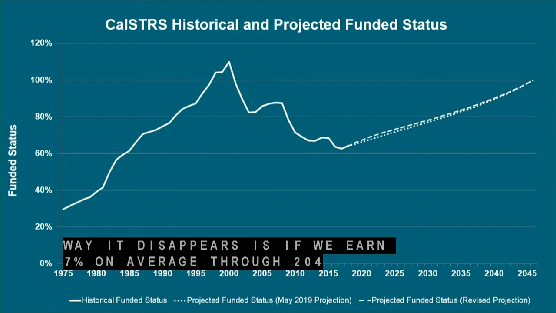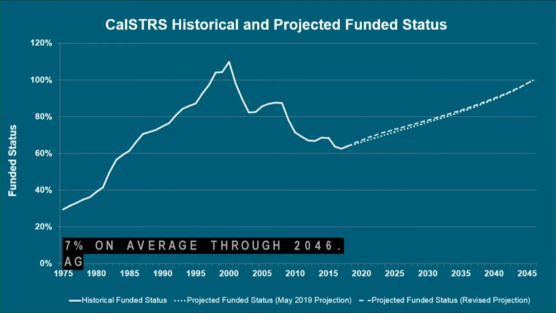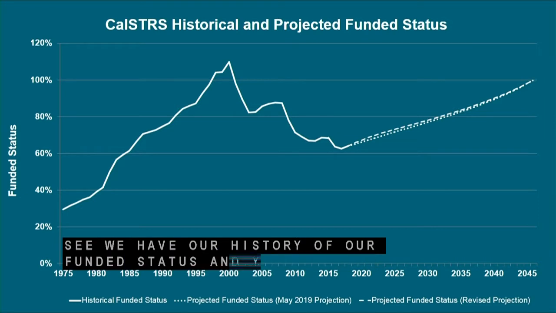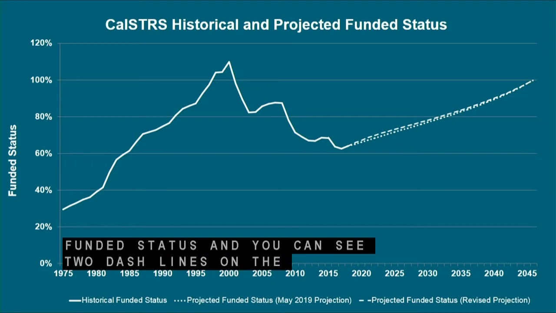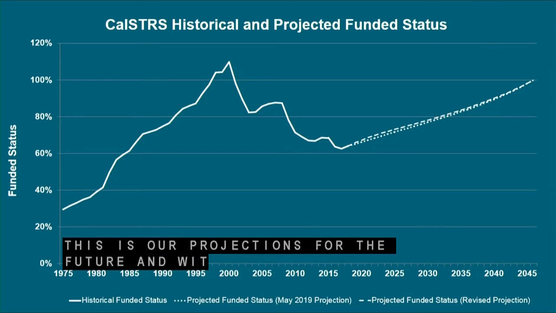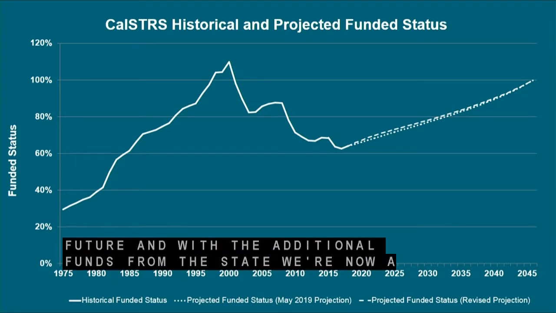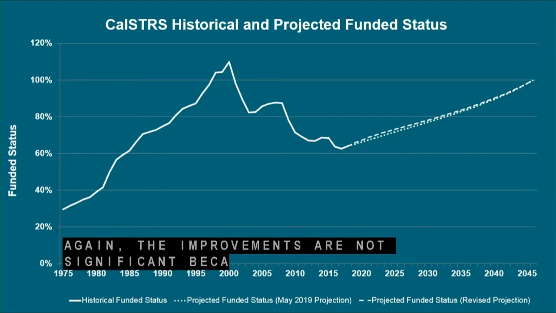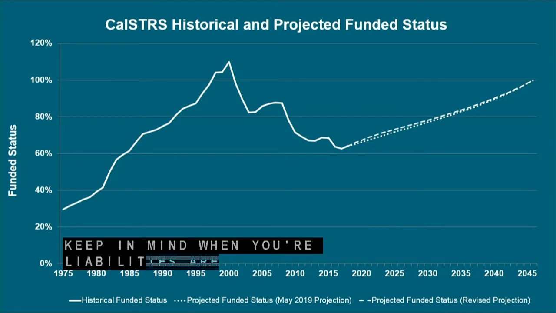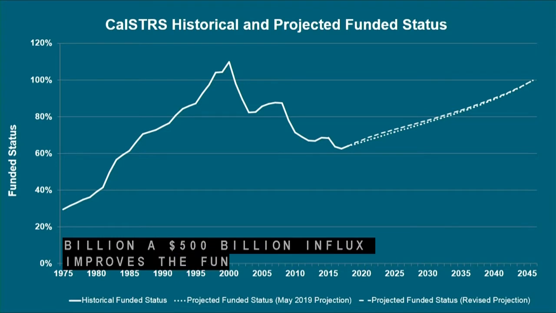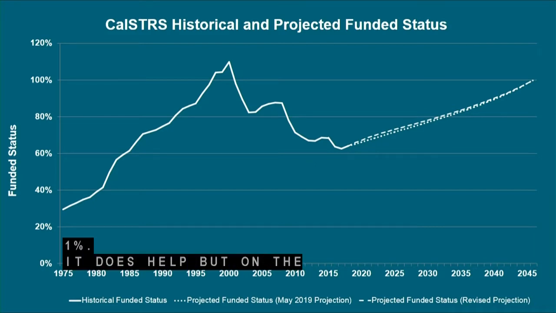Again, this is just so you can see our history of our funded status. You can see 2 dashed lines on the right-hand side. These are our projections for the future. We just wanted to show you that with the additional funds we got from the state, we're now a little bit better than what we were projecting back in May. Again, the improvements are not significant because you have to keep in mind that when your liabilities are about $300 billion, a $5 billion influx improves your funded status by just over 1%. So it does help, but that's why on this chart, the lines seem fairly close to one another. So just keep that in mind.